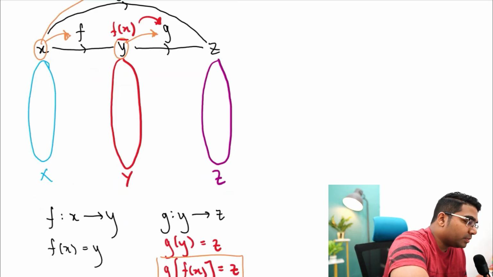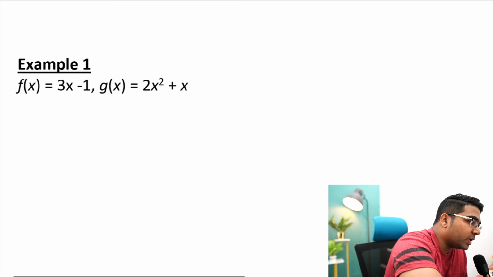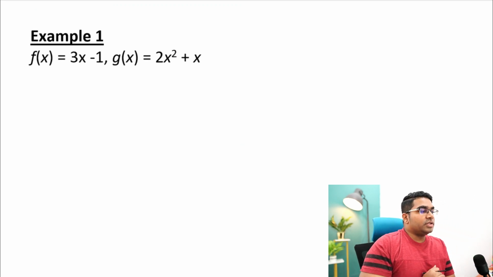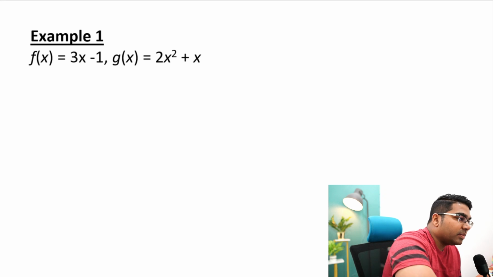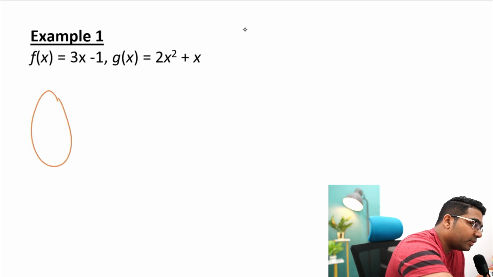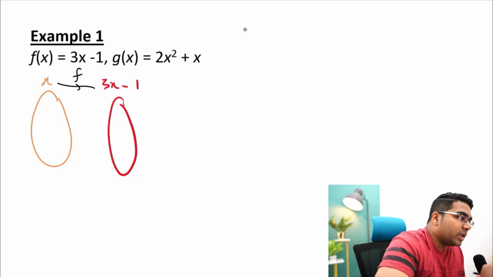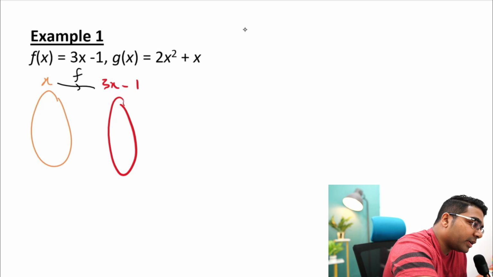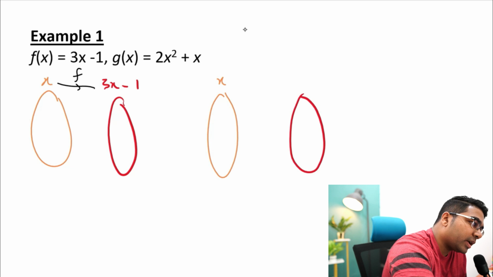Let's try an example. Let's say we have two functions, f of x and g of x. So f of x is 3x minus 1. That is to say, the function f maps x to 3x minus 1. So this is the function f. Then we have g of x. Let's draw another arrow diagram. So g of x maps x to 2x squared plus x. So this is g of x.